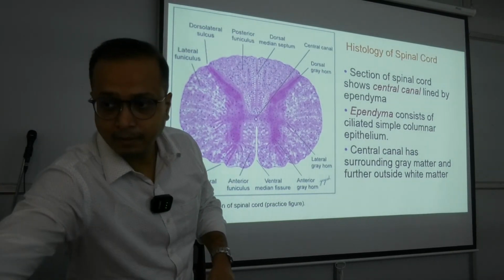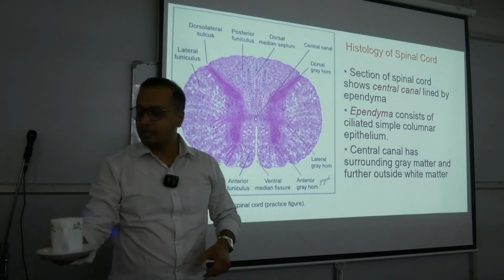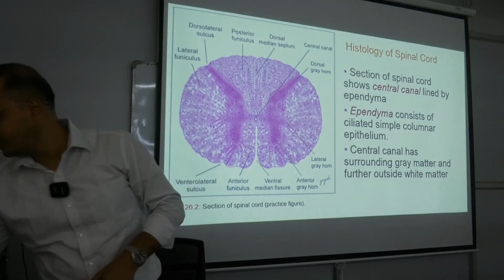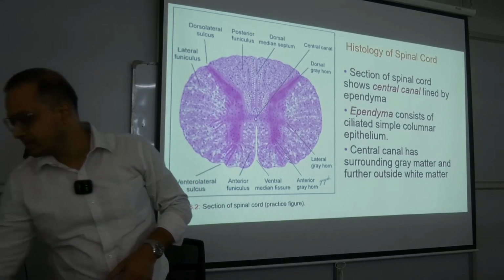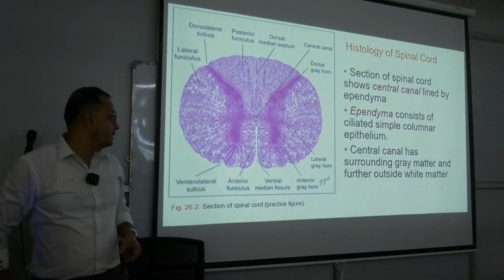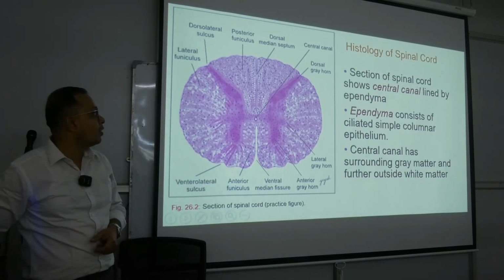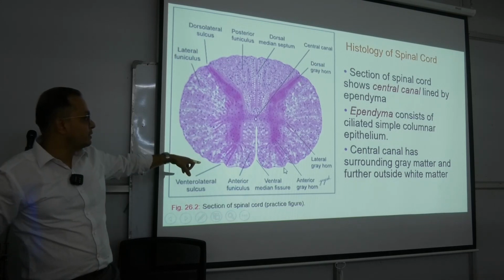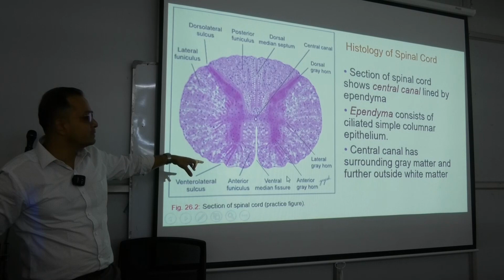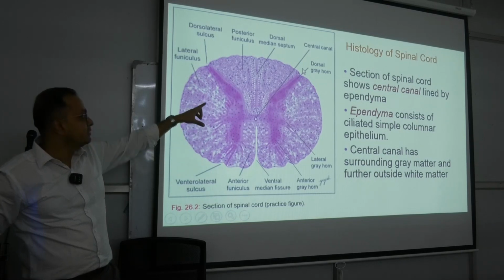and it has two limbs. One is directed anteriorly, one is directed backwards. So, these limbs which you see here, we call them horns. This is one horn, this is another horn. If this side is the anterior side, we call it the anterior horn. If it is the posterior side, we call it the posterior horn. So, these are the horns or gray matter horns.